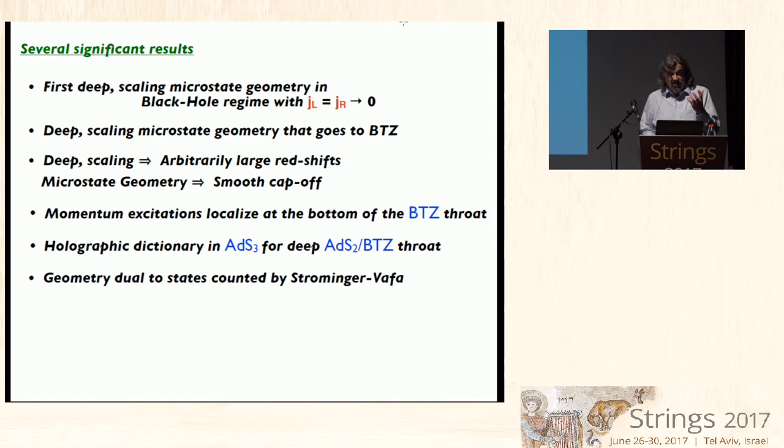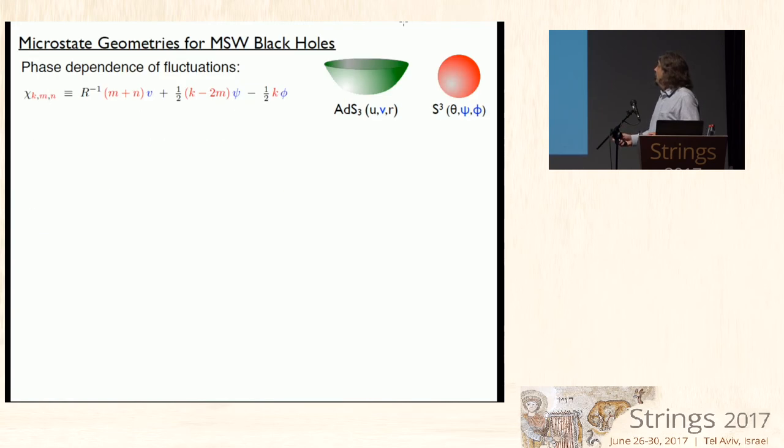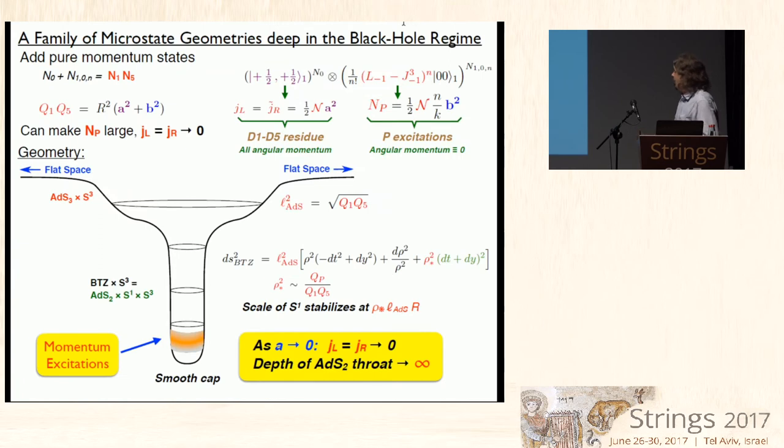The other thing not to forget is we have a holographic dictionary for ADS3 that tells us about states in a deep ADS2 cross BTZ throat. And the geometry of these states is dual to some of the states counted by Strominger and Vafa. I also want to remark, based on this morning, this region here is governed by what is called near ADS2 geometry. What's happening here is this ADS2, the circle size is really the dilaton that Douglas was talking about this morning.